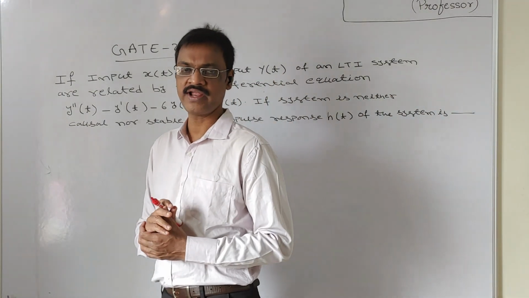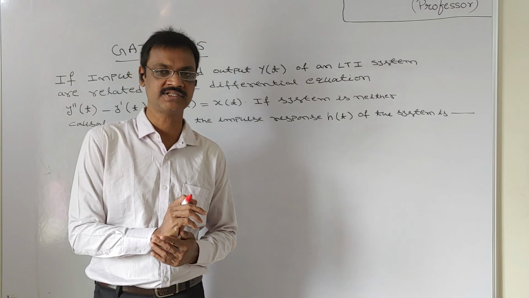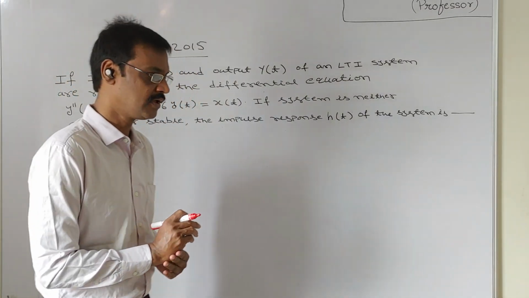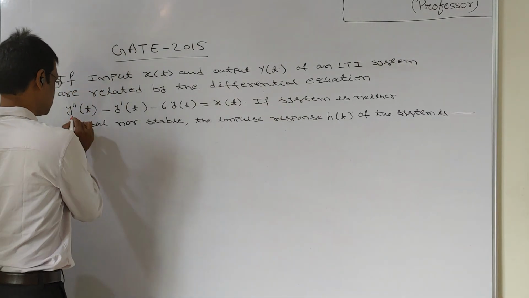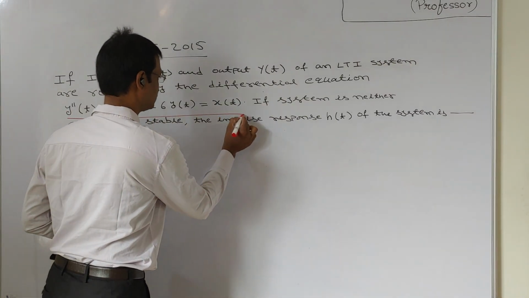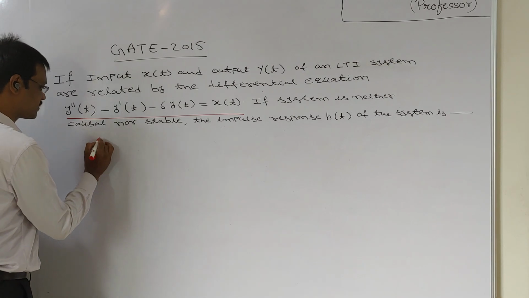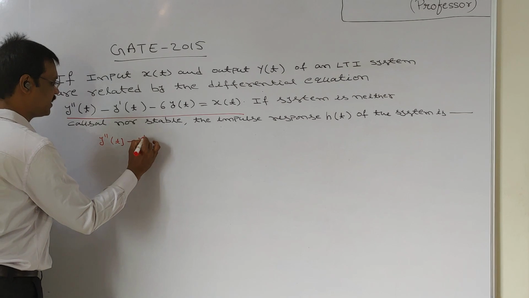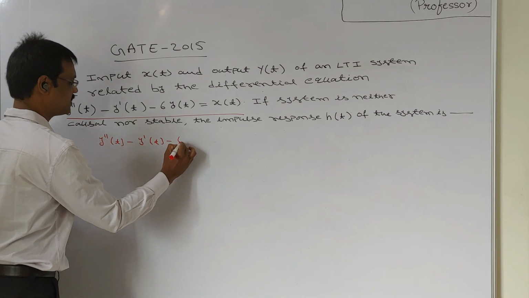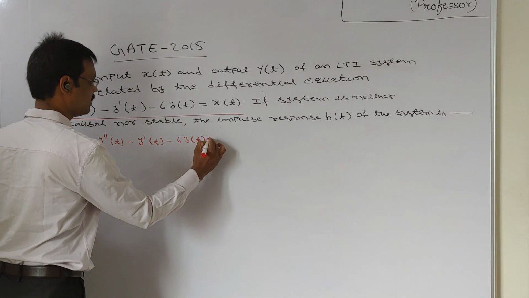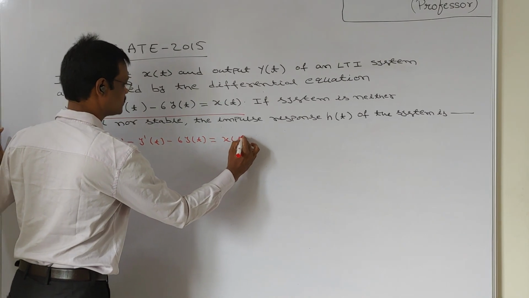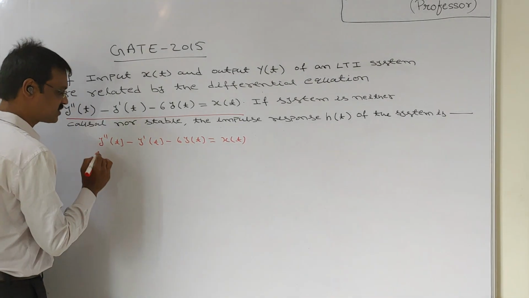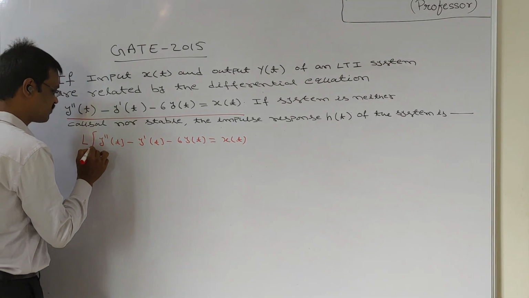Now we have to find the unit impulse response of that system. First of all, we find the transfer function of that system. How do you find the transfer function of that system? Here the differential equation is given. You write the differential equation: y double dash of t minus y dash of t minus 6y of t is equal to x of t. Then you apply the Laplace transform on both sides.